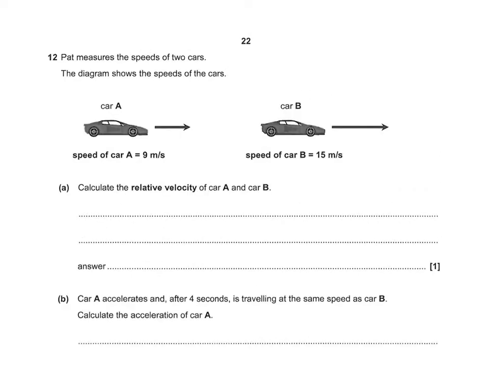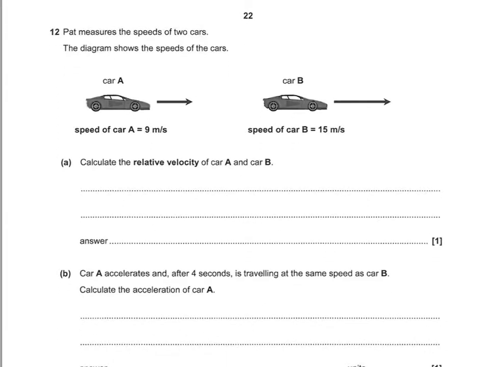Pat measures the speeds of 2 cars. The diagram shows the speeds of the cars. Calculate the relative velocity of car A and car B. So relative velocity is 1 take away the other, so it's going to be 15 take away 9. So the answer is 6 meters per second. If you just put 6, that's fine.